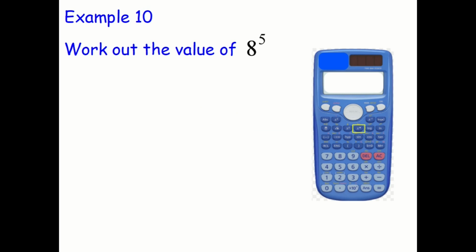Example number 10, 8 to the power 5. So find the 8 button, find that power button and put a 5 in as your power, and you get 32,768.